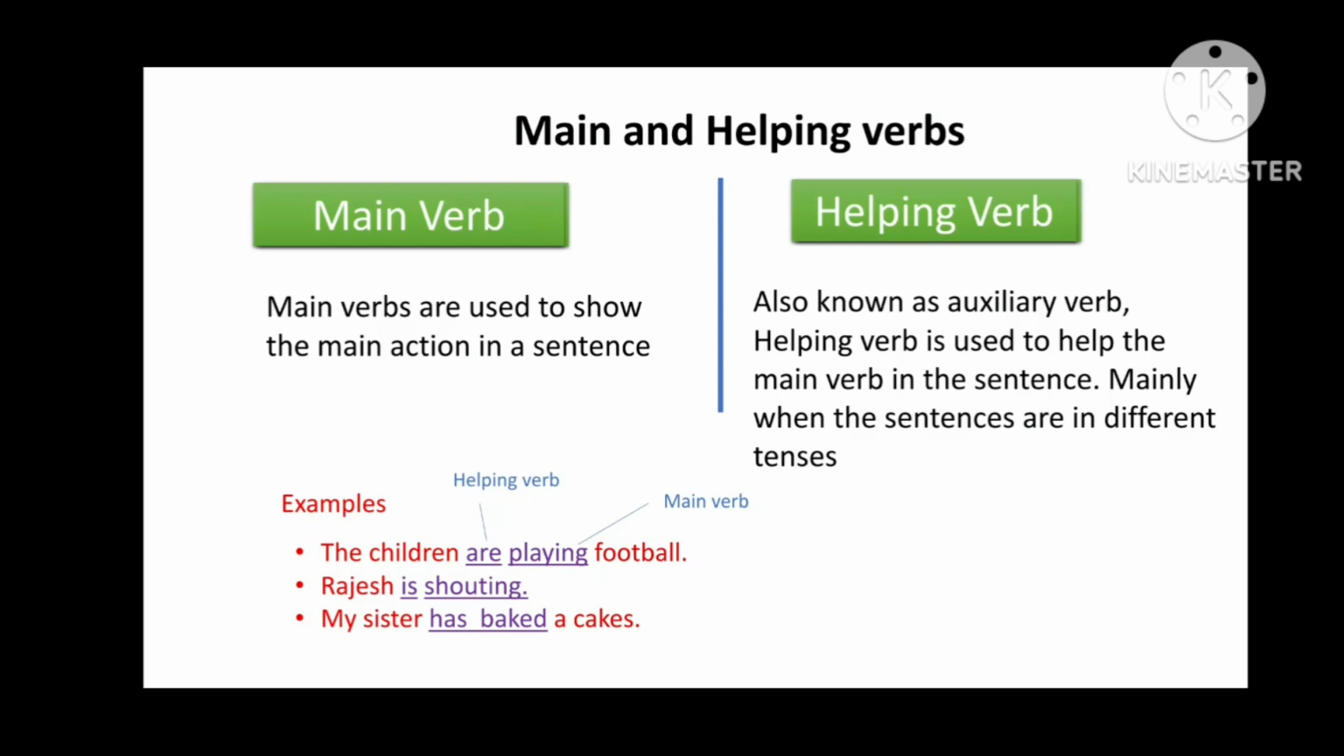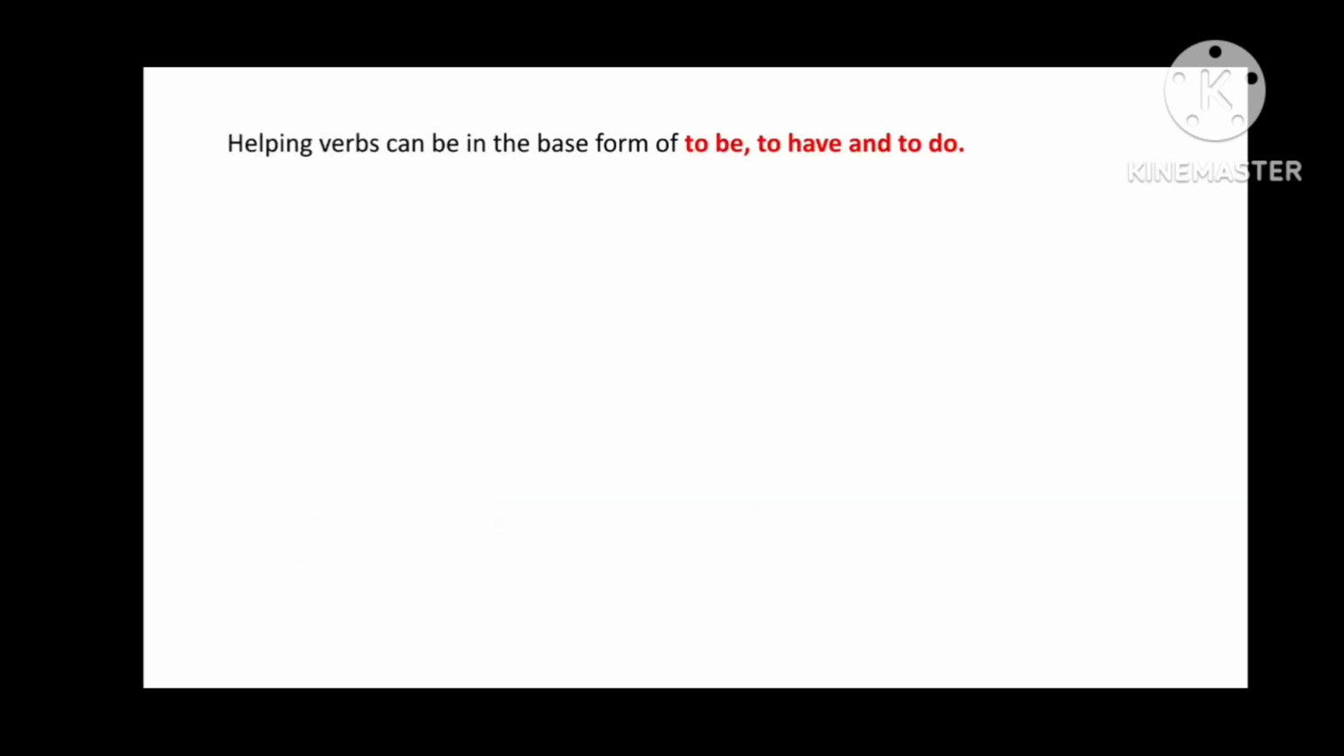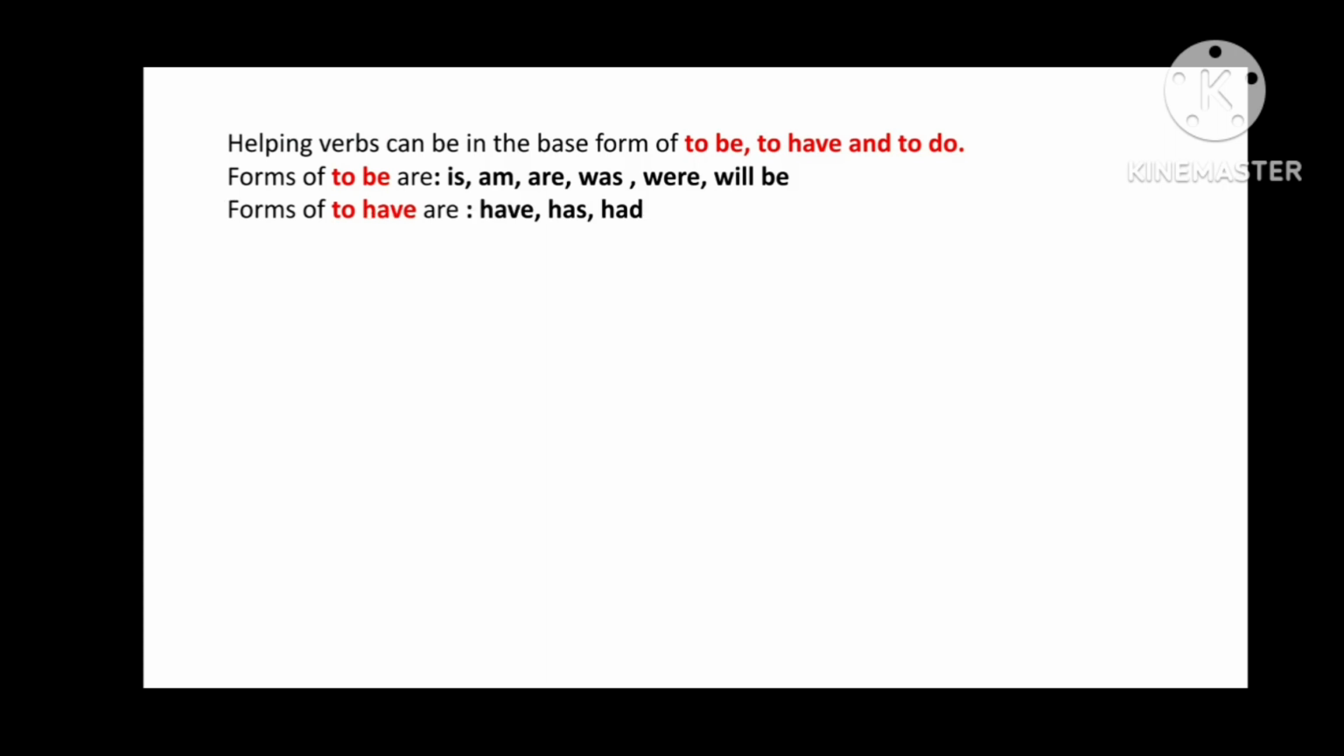Similarly, Rajesh is shouting, my sister has baked a cake. These are the sentences in different tenses. Helping verbs are basically the base form of to be, to have and to do. The base forms of to be are is, am, are, was, were, etc. The base forms of to have are have, has and had. And the base form of to do is do, did, done, doing.